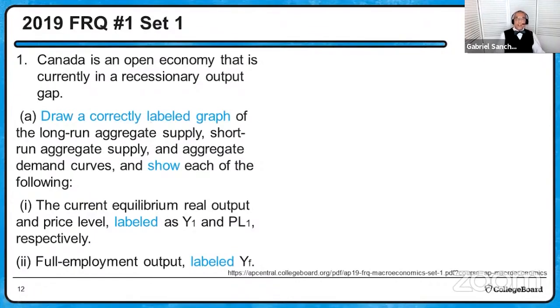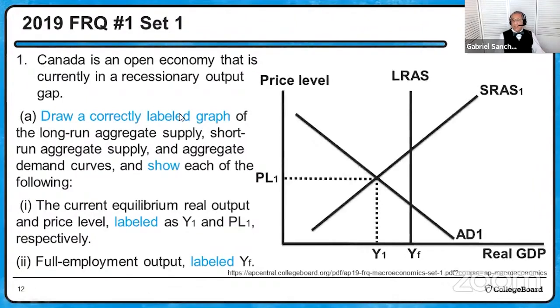These are the key words that the College Board looks for. They want you to draw, correctly label, and we need to show. We'll look at these throughout the evening. So here we go. I'm going to get ready to put up the answer here. So ready, go, let's show. There we go. This is what we were looking for.